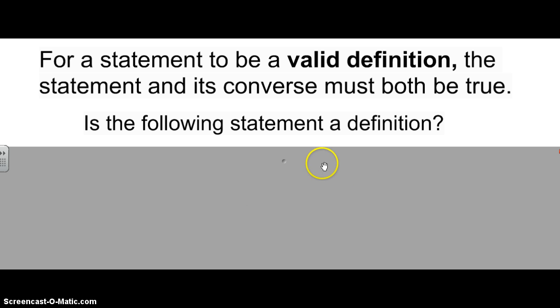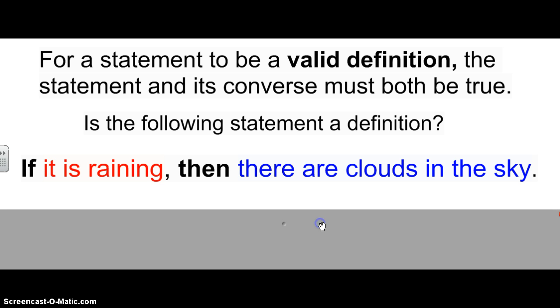We'll go back to that statement that we've been using over and over again, that if it is raining, then there are clouds in the sky. Well, think about it. Is that a valid definition? So, the original conditional is true. We talked about that already. But now if we think about its converse, which we wrote in the notes earlier, that if there are clouds in the sky, then it is raining. That's false, right? You could have clouds in the sky without it be raining. Therefore, this would not be considered a valid definition. We can't write it as a biconditional.